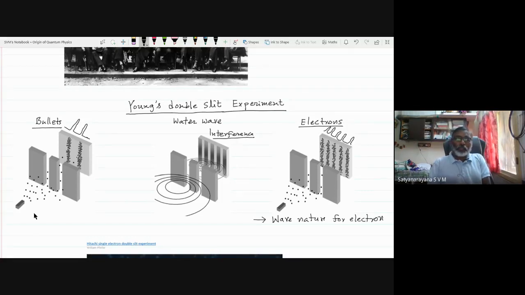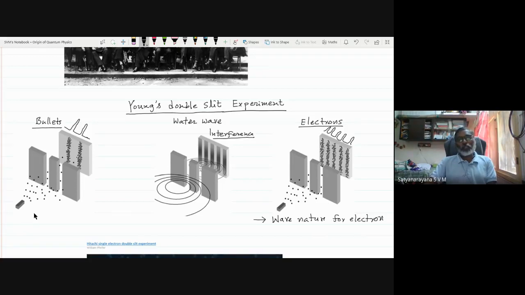Now this experiment can be tried in slightly more detail. Let's assume that this electron gun is releasing electrons one by one, such that an electron is ejected from the gun, passes through the double slit arrangement, and gets registered on the screen. In this process there is no other electron, because the second electron will come out of the gun only after the first electron is registered on the screen. It is possible to arrange an experiment like this.